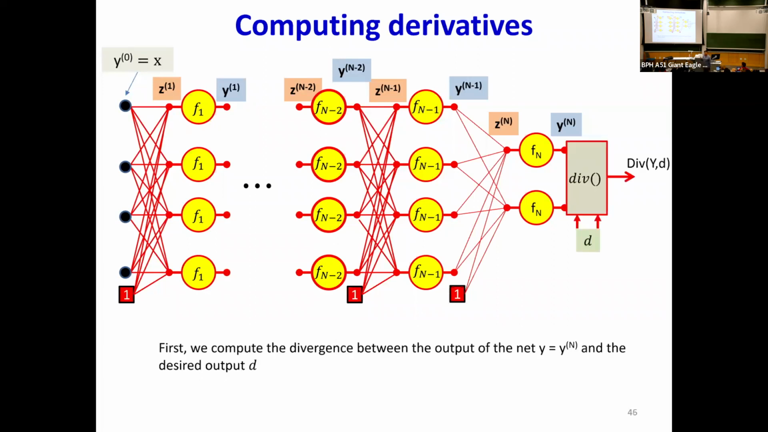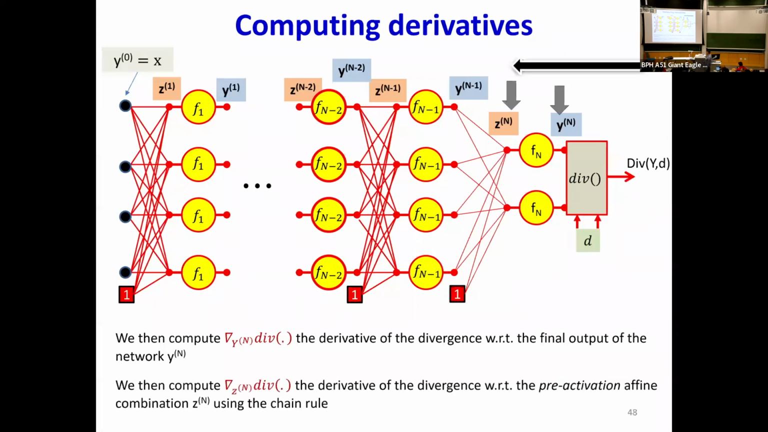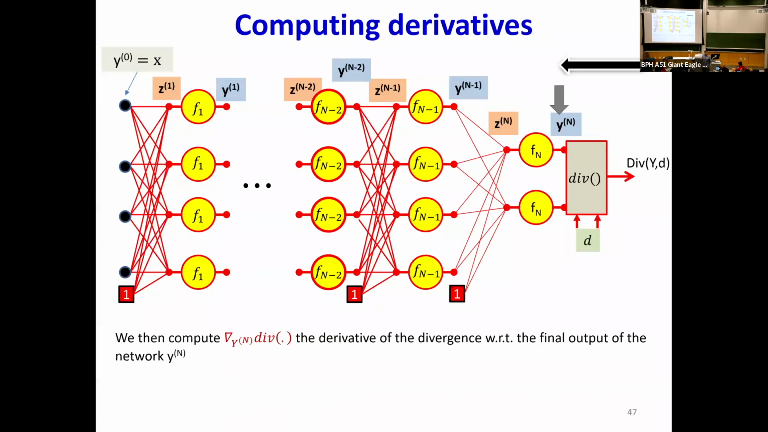Now, the first step in computing the derivative of the divergence with respect to the parameters is to compute the divergence itself, right? So first, you would compute the output of the network. You have the desired output. From those, you compute the divergence. Then the way you would actually compute the derivatives is like so. From this divergence, you would compute the derivative of the divergence with respect to the output of the network. Then you're going to take a step back from there and compute the derivative of the divergence. So remember, derivatives are always about how much does this function change for a small perturbation of the input, right?